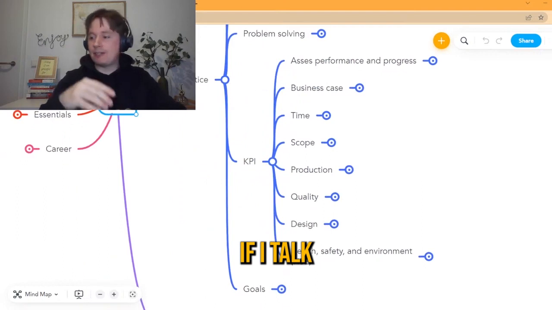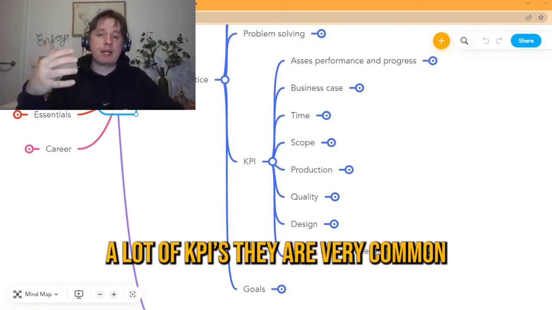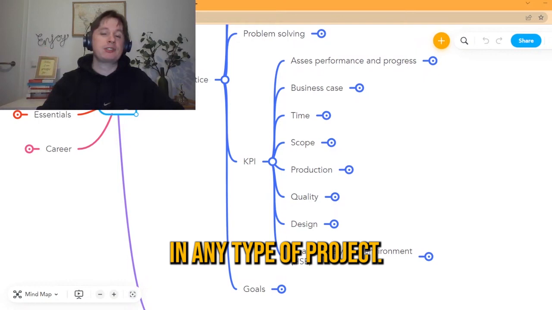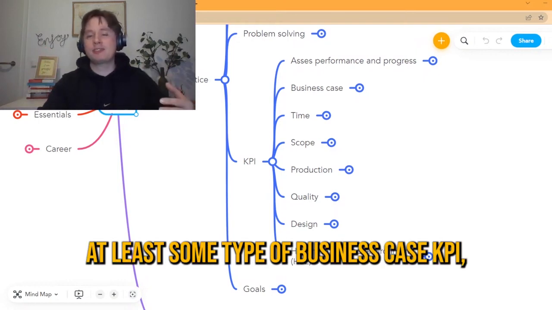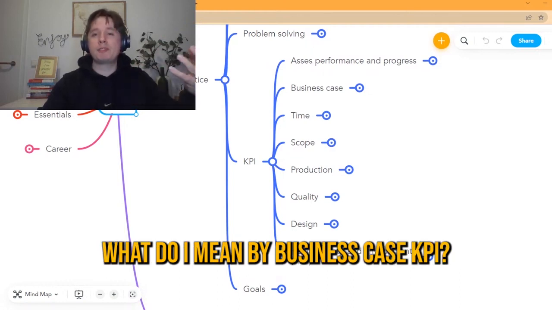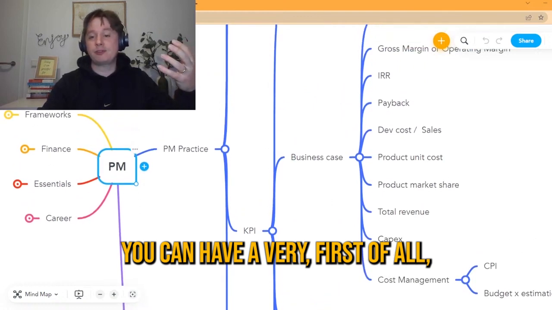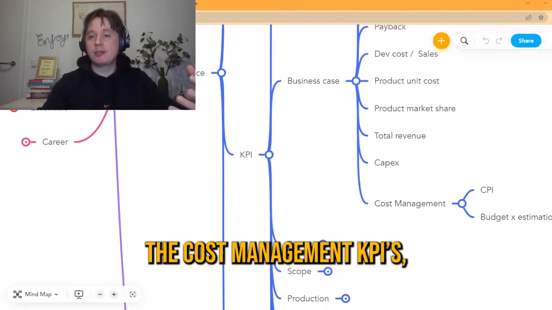Of course, if I talk in general here, you're going to see that a lot of KPIs are very common, and if you're working on any type of project, you should have at least some type of business case KPI and some type of time KPI. What do I mean by business case KPI? First of all, in business case KPIs I'm also including the cost management KPIs.